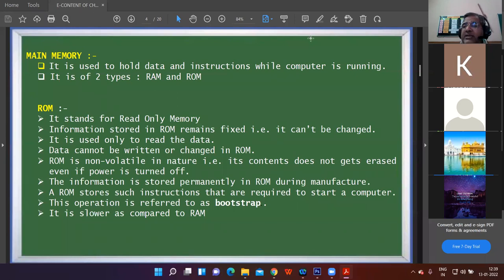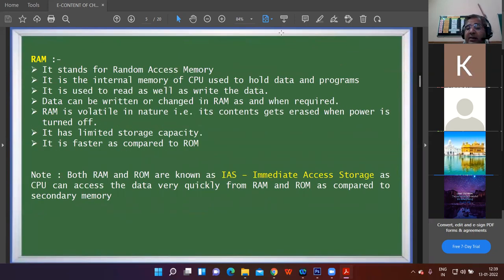ROM is non-volatile in nature as compared to RAM, which is volatile. Non-volatile means data does not get erased even when the power goes off. Clear? But the processing capacity of ROM is slower than RAM. Clear?